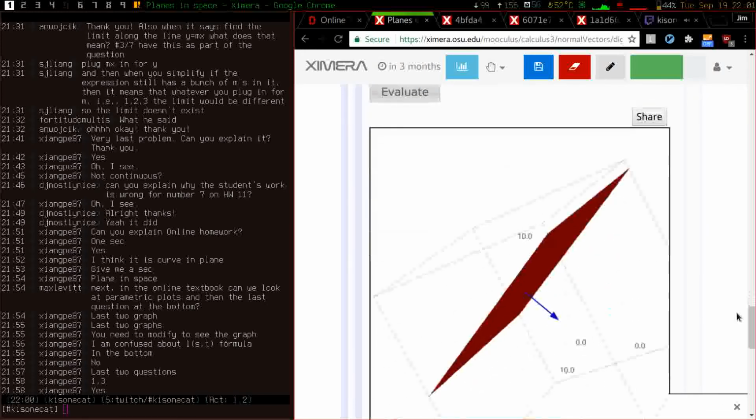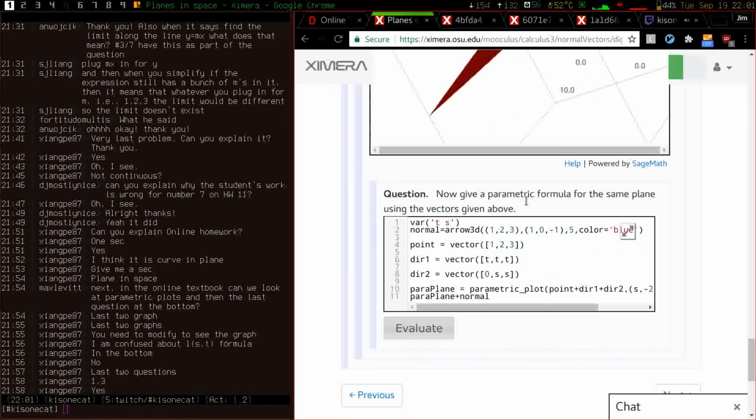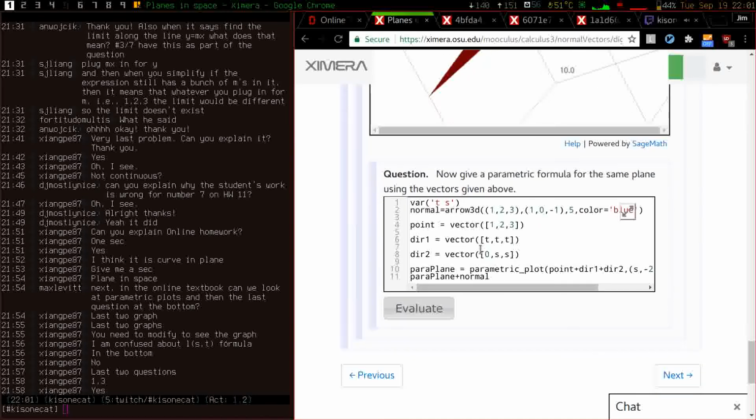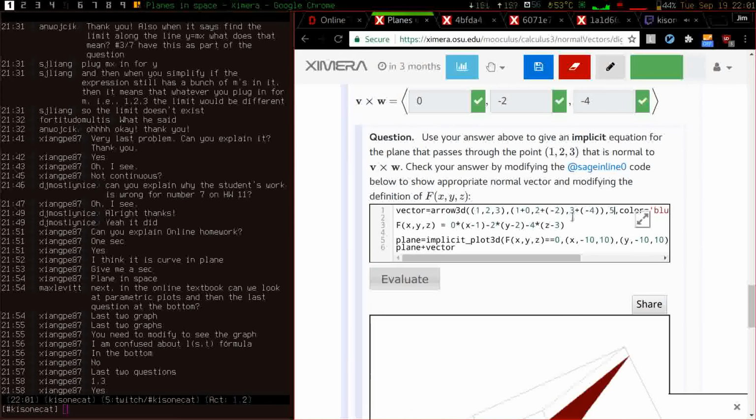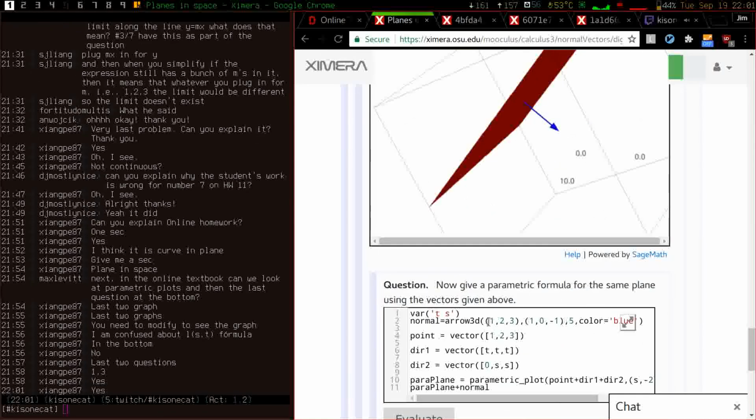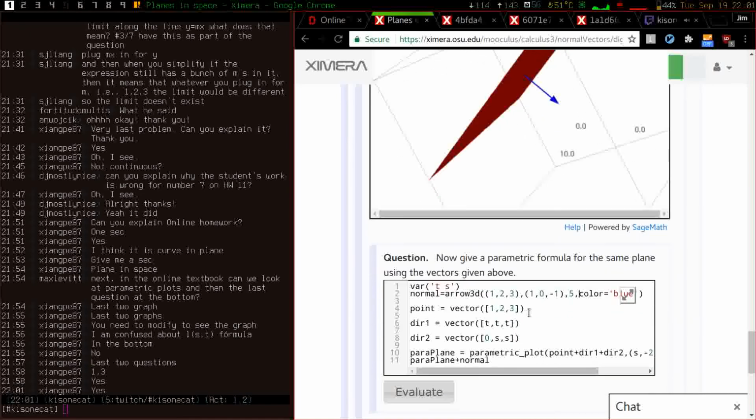Okay, great. Now let's look at this next one. Ooh, now I'm going to give it a parametric. Oh, I see, this is the LST thing you're saying. Great. Okay, so let's see. Now it is 1, 0, minus 1. Okay, so this vector is now pointing in the correct direction.